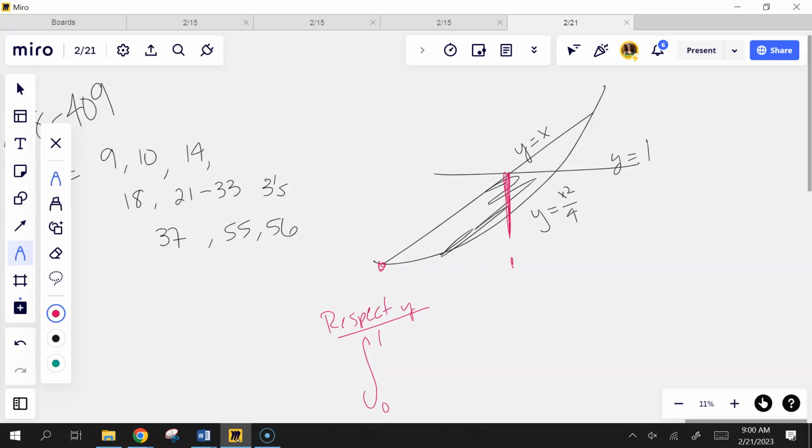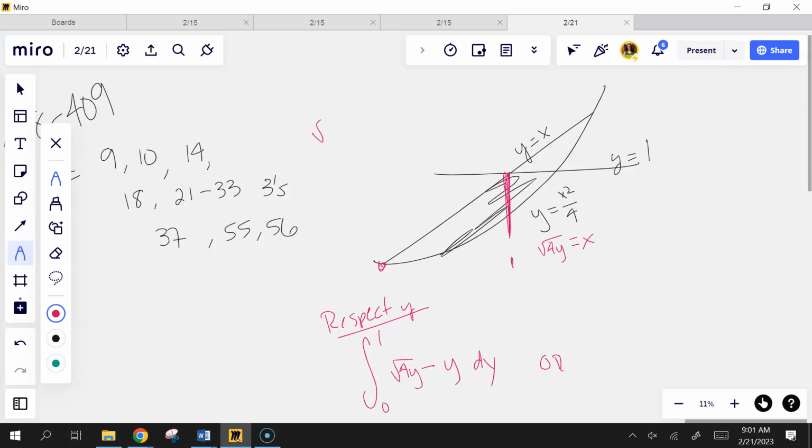You'd have to solve this one for x, right? So you'd have the square root of 4y, right? Because you multiply by 4 and then take the square root. My picture's not very good. Right minus left, so it would be square root of 4y minus y. Or I could do with respect to x, and I'd have to break it into two. I see it better from x. I've always been better with the x part.